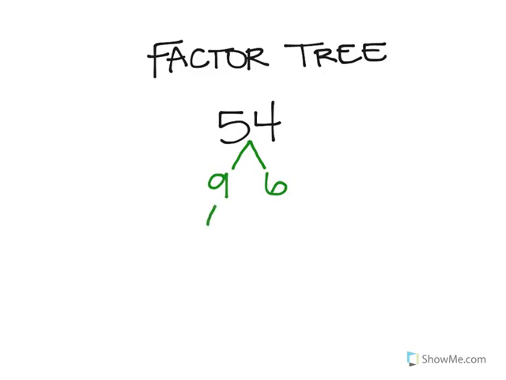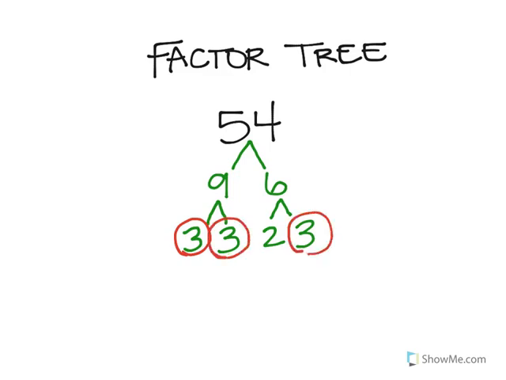Now I'm looking at the number 9. Only way I can get 9 is to go 3 and 3. And the only way I can get 6 is with 2 times 3. Now I'm going to look at the next row of factors. I know that 3 is prime, so I'm going to circle it. I know that that one is still prime, and the number 2 is also prime.